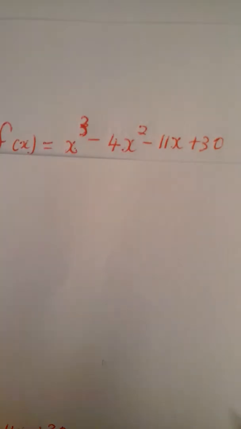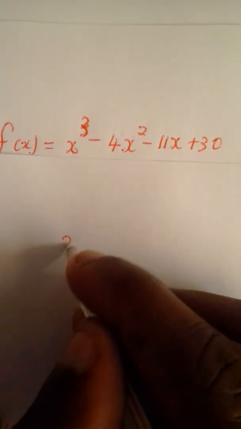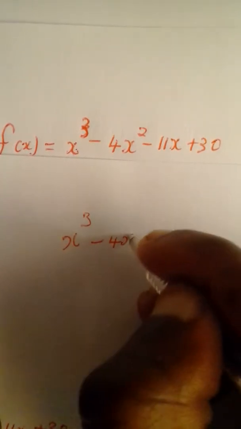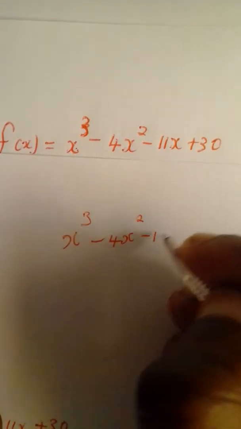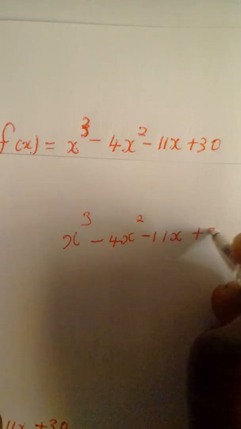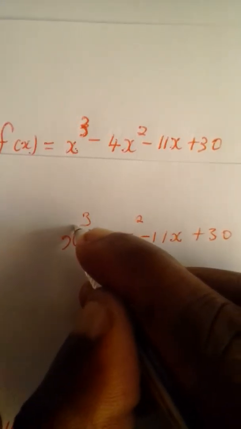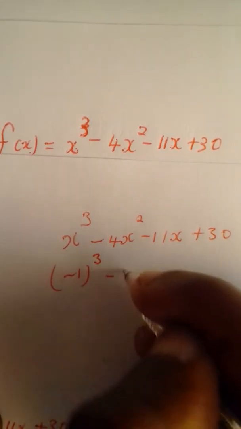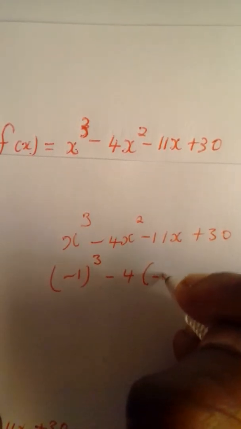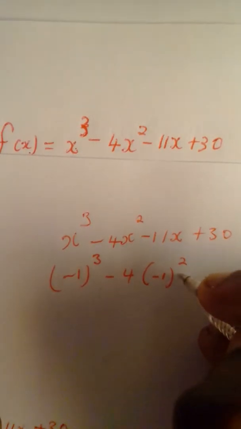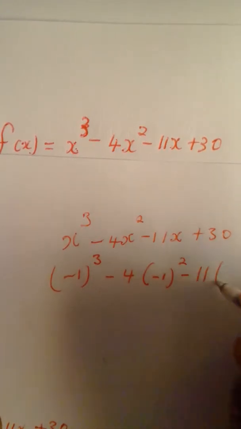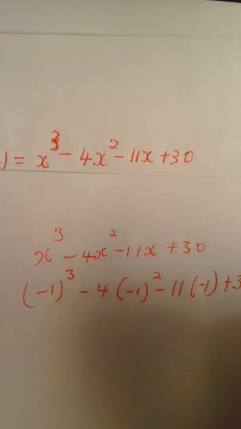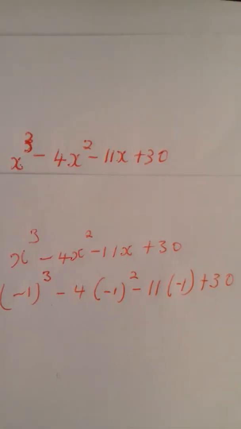I will do it here. The original function is x cubed minus 4x squared minus 11x plus 30. So I say when x is negative 1, what is the turning point of y? Plus 30 is positive 30. The last value is positive 30.